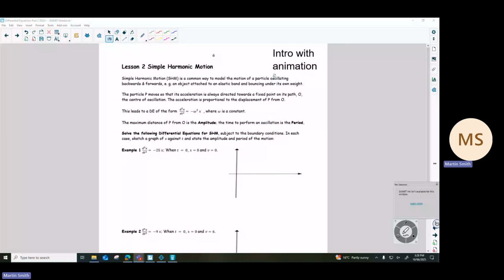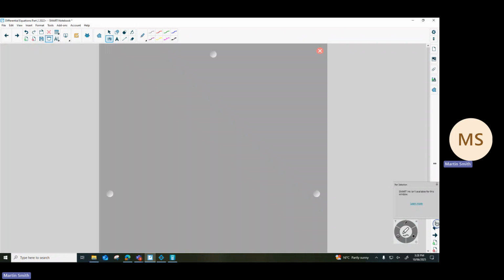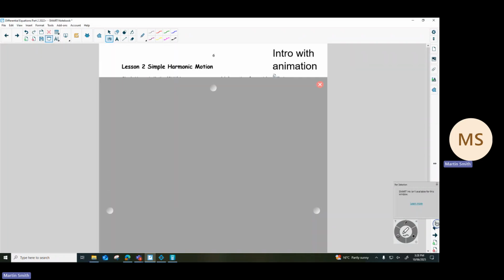Okay, folks, so in lesson 2 of differential equations part 2, I'm going to introduce you to a phenomenon known as simple harmonic motion, which is usually abbreviated as SHM. This is a simple mathematical model of oscillatory behavior. And I know those of you who do physics will have encountered it. But I'll try to explain what the further maths approach to this is.